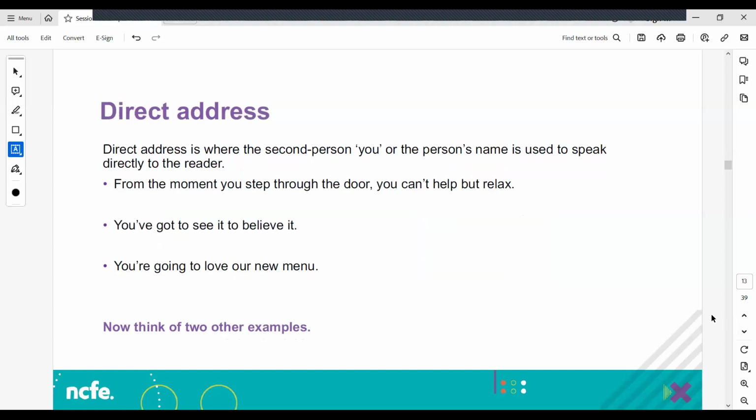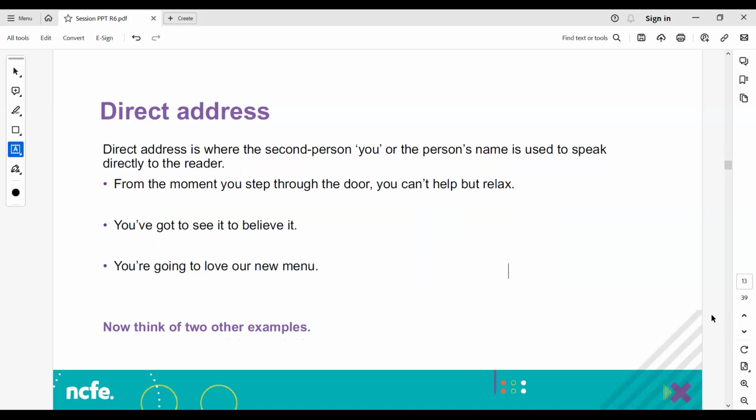So, direct address. This is where the second person you, or the person's name, is used to speak directly to the reader. So there's some examples here. From the moment you step through the door, you can't help but relax.